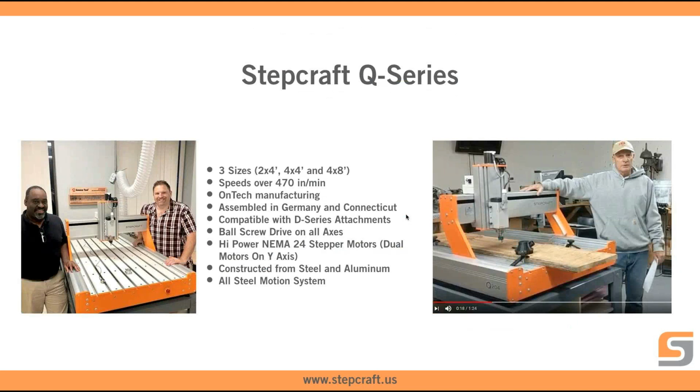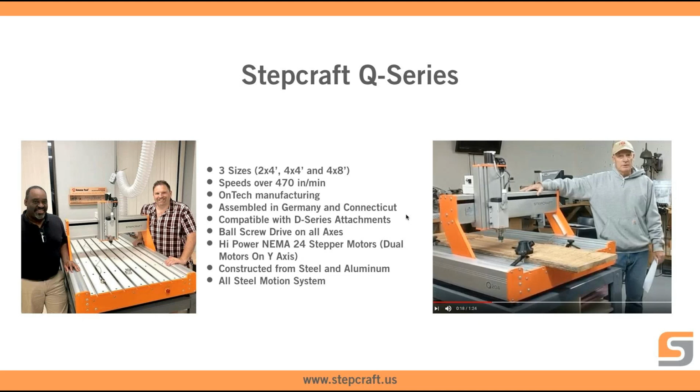So the next line of machines that we came out with, we had a decision to make on what we were going to do with the next step for the company, and we decided that going bigger and getting into the industrial and the production CNC market was going to be our focus. So last year we launched here. I think we started shipping in September of 18. The Q-Series machine. So we have 3 different size Qs: a 2x4, a 4x4, and a 4x8 foot machine.